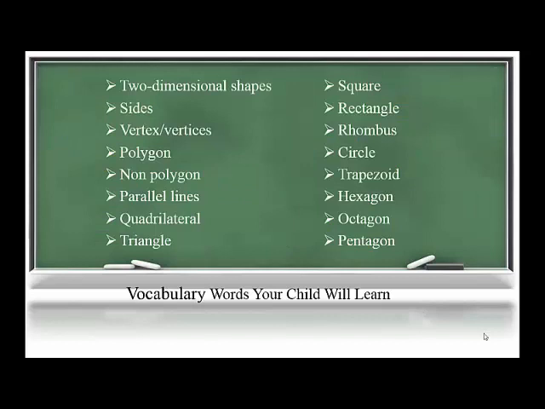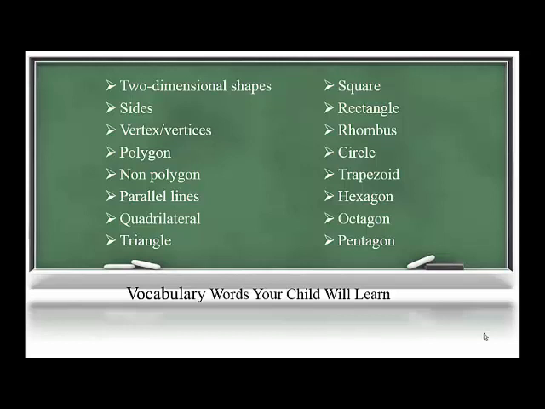This slide shows the vocabulary your child will become familiar with during this unit. We use the term vertex to represent a corner and vertices to represent more than one corner. Polygons are composed of straight lines and no curved edges. However, non-polygons will have curved edges.